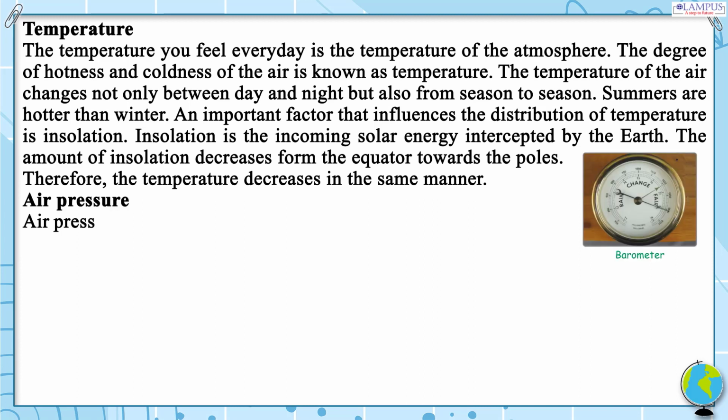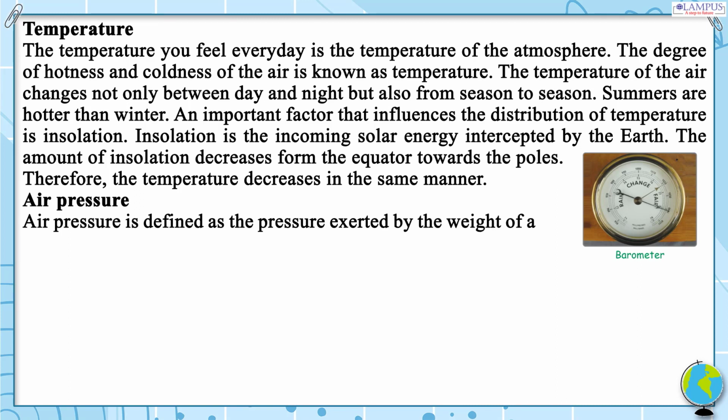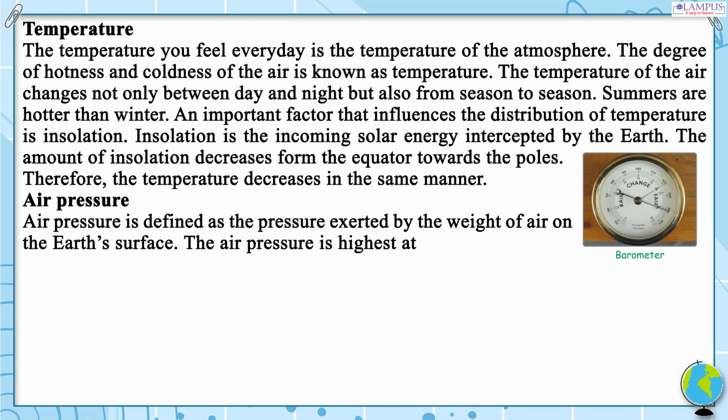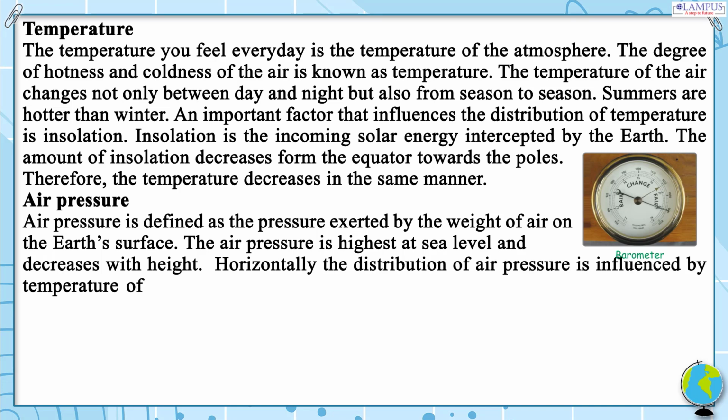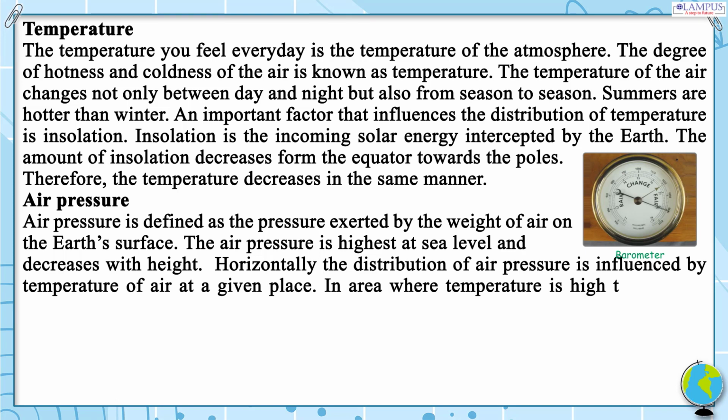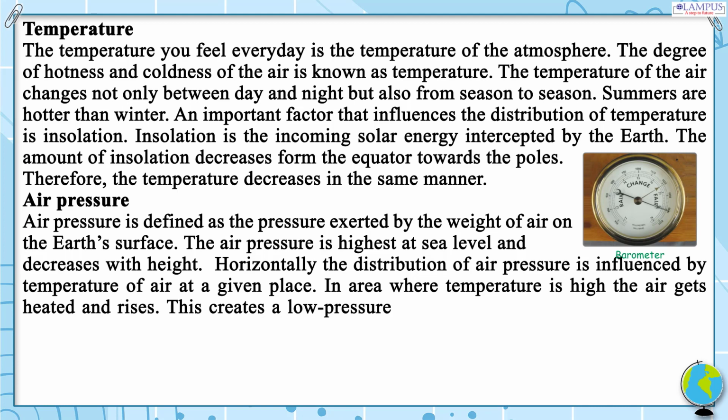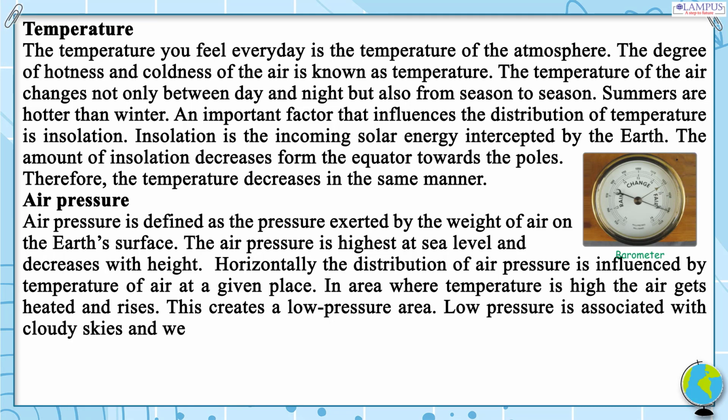Air pressure. Air pressure is defined as the pressure exerted by the weight of air on the Earth's surface. The air pressure is highest at sea level and decreases with height. Horizontally, the distribution of air pressure is influenced by the temperature of air at a given place. In areas where temperature is high, the air gets heated and rises. This creates a low pressure area. Low pressure is associated with cloudy skies and wet weather.